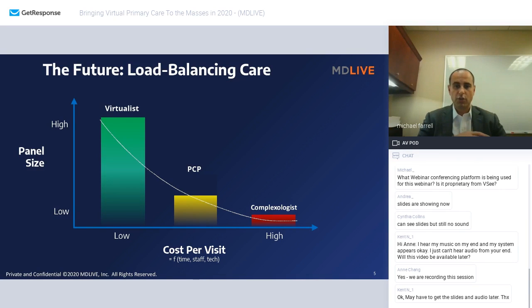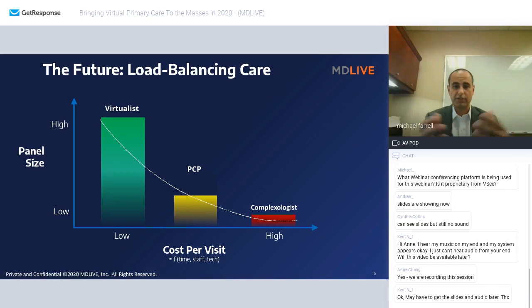When you look at the cost equation again, comparing that to panel size, you see the opportunity to appropriately load balance within your healthcare ecosystem. If you look on the right, you see a complexologist. So if I go through the graph, they have a very high cost per visit, but they have a very low panel size because they're taking care of those very high, complex, and sick patients. Then you have your PCPs in the middle who have a moderate panel size and a moderate cost per visit, but still they're not really operating at the top of their license. And then to the far left on the screen, you see what we consider to be a virtualist.